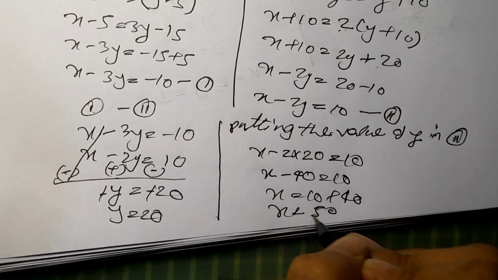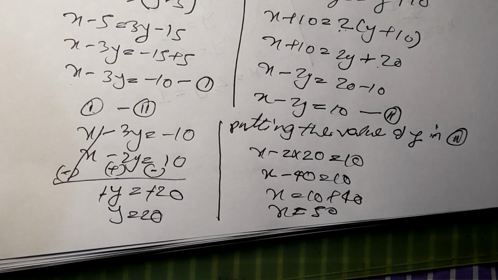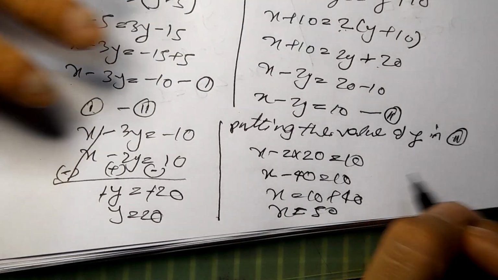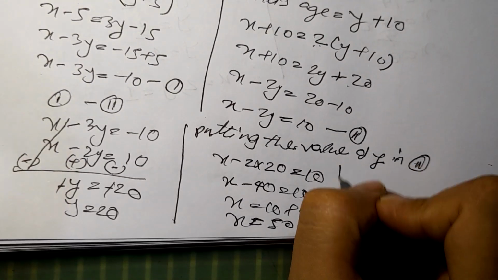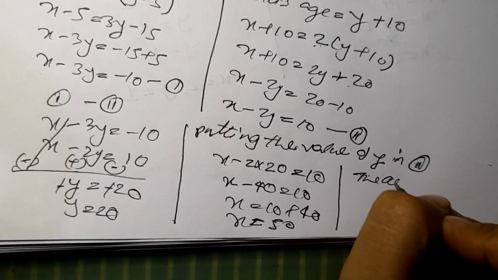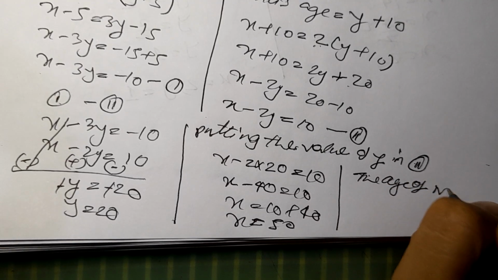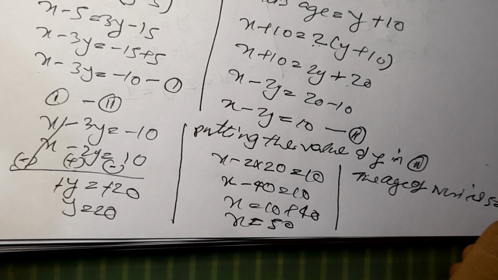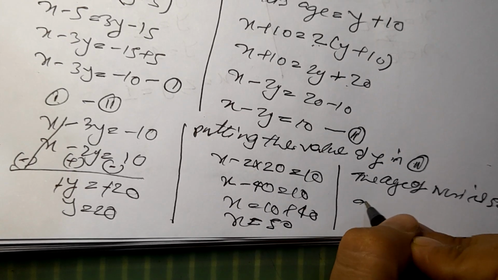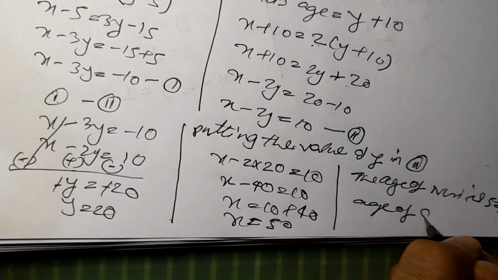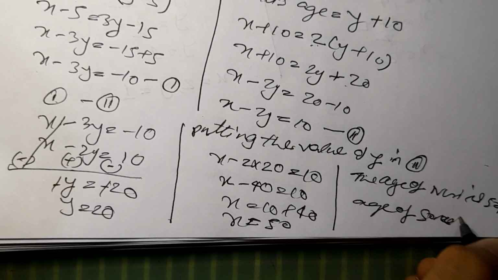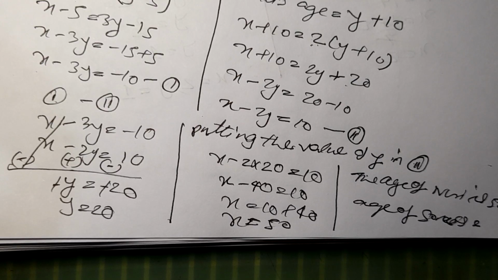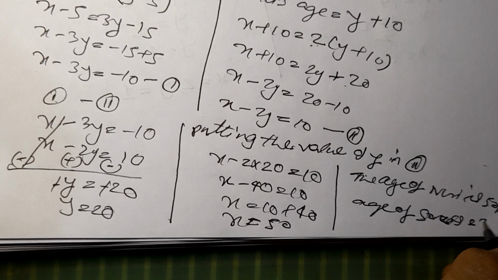x equal to 50. So therefore the age of Nori, there is no space, I am going to complete it here. The age of Nori is how many years? Nori we have considered x, that is 50 years. Age of Sanu, that is y, that is 20 years.